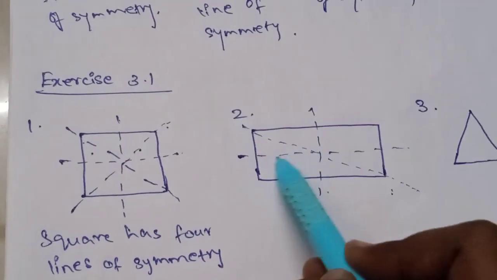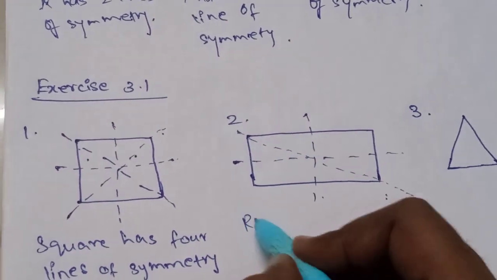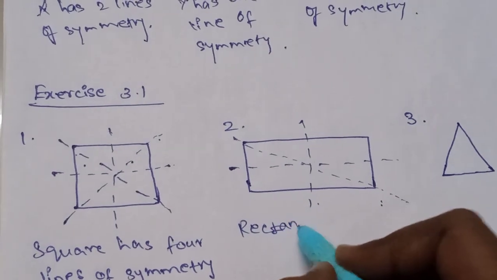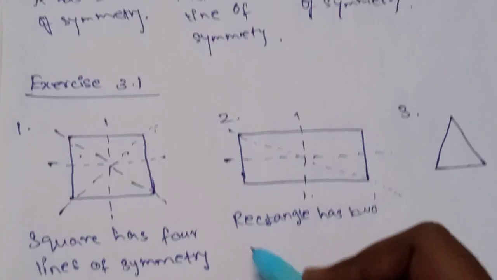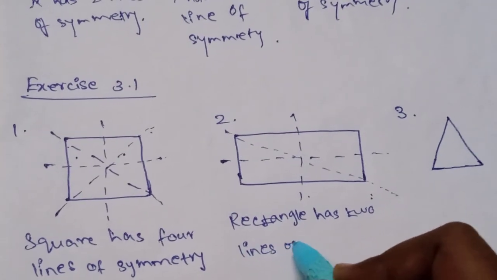So 1 and 2. So a rectangle has two lines of symmetry.